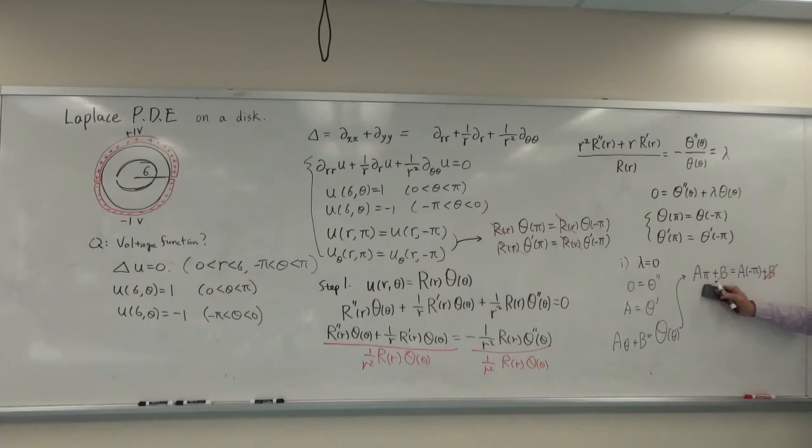You don't get it? Just move this to the other side. That's negative 8 pi, that's positive 8 pi. Move it here, you get 2 8 pi equals to 0, right? So A must be 0, right? And by the way, theta prime is a constant function, so the second condition is automatically met, okay? So that means if A is 0, you have theta of theta being just B.